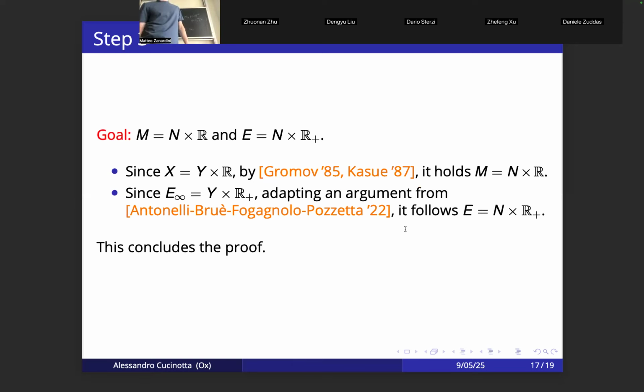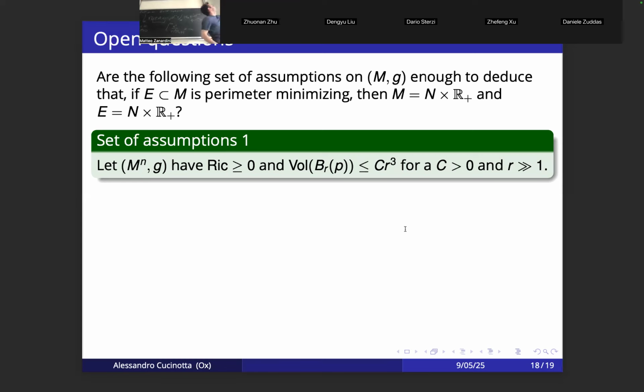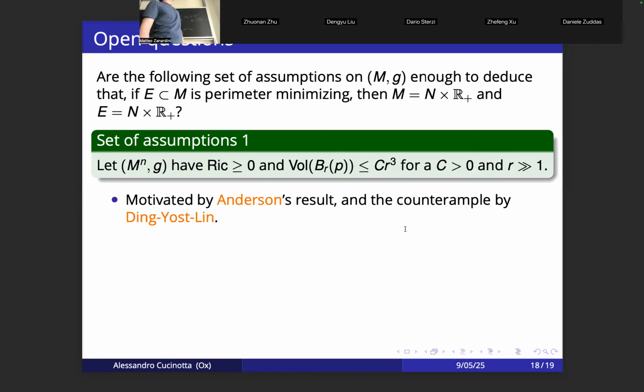Now there are some final open questions. The question is, is it possible to improve our result? So the first question is, if you have a manifold with non-negative Ricci curvature instead of sectional, and cubic volume growth, like R^3 instead of R^2, can you deduce that if there exists a perimeter minimizing set, then you have the splitting and the perimeter minimizing set is a half space? This is motivated by the result of Anderson.